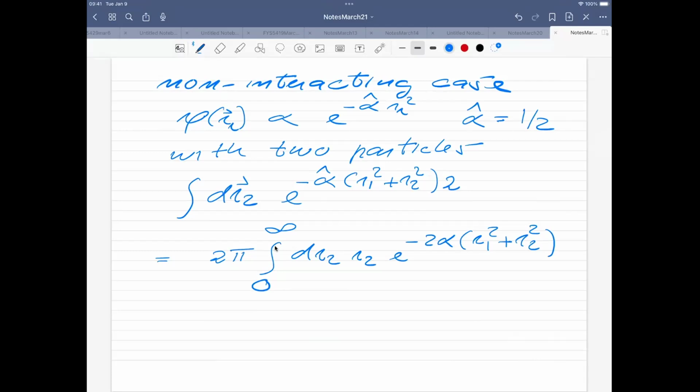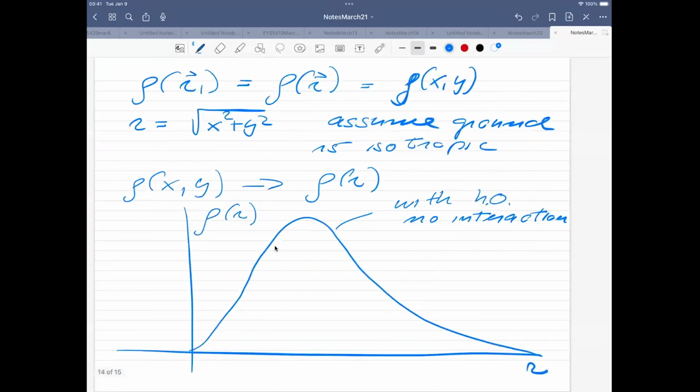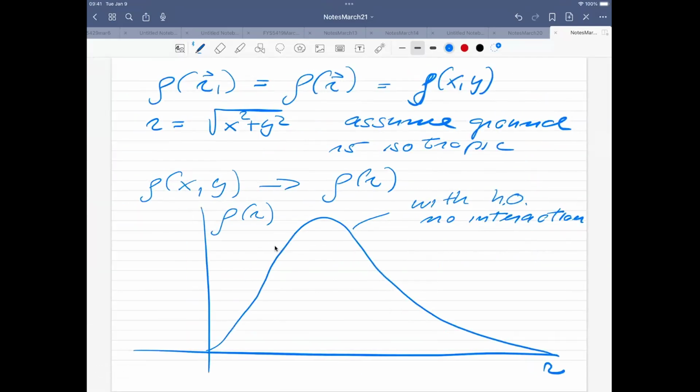So for the non-interacting case with 2 particles, if you add more particles, you just get more of these integrals. So if you have, let's say, 10 particles, you would have to integrate R2, R3 up to R10, and then you would have R2, R3 squared, etc. Okay? So this is a useful test, and you would typically plot that one like this.